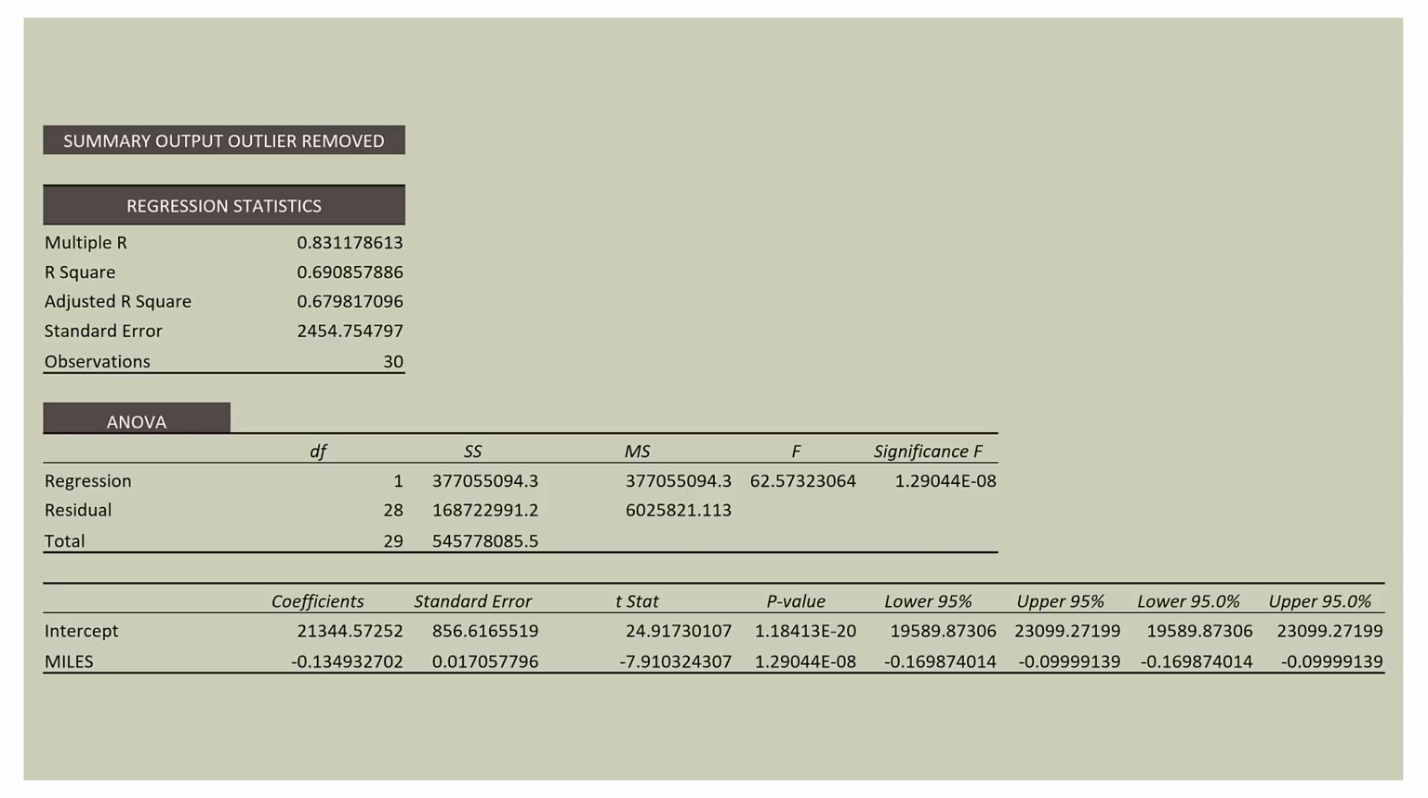So if we go down to the ANOVA table, our F value there is 62. That's very, very high. And of course, you can see that our significance level is 7 zeros and a 1. So it is a very, very small number.